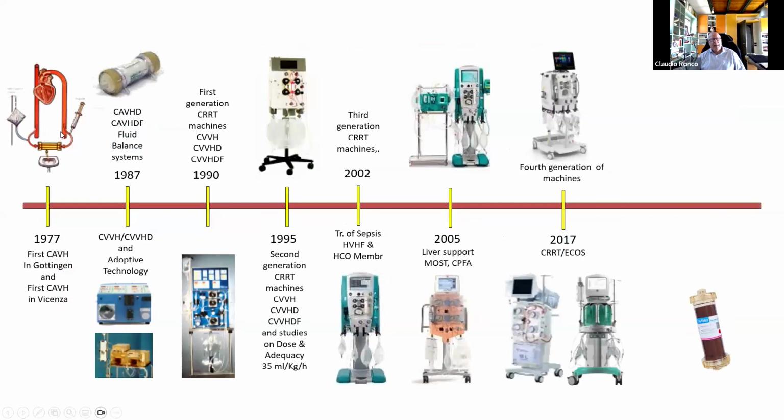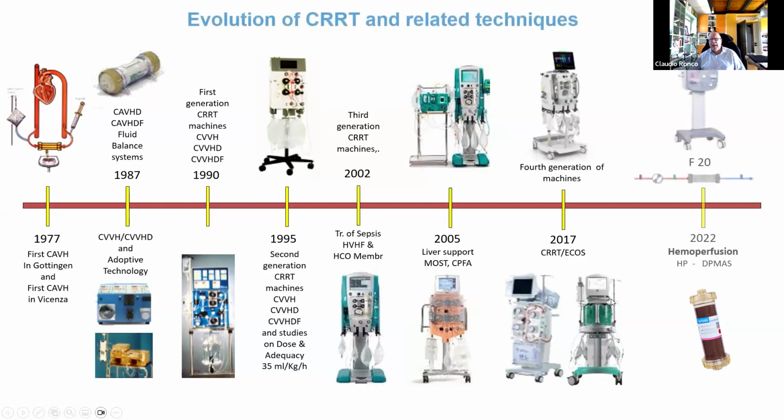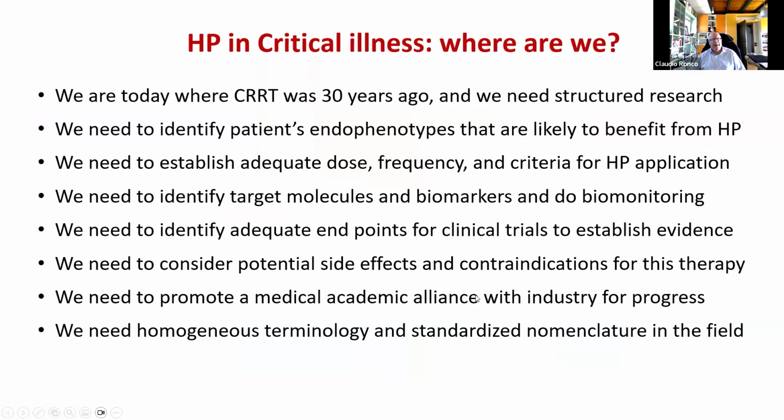So we can say that moving from the original CAVH and then CAVHD, we moved to CVVH, CVVHD, and then hemodiafiltration with plasma. Then we had third and fourth generation CRRT machines, including the possibility to support multiple organs and provide extracorporeal organ support. And today, we have probably the new horizon, which is characterized by hemoadsorption. Where are we today?